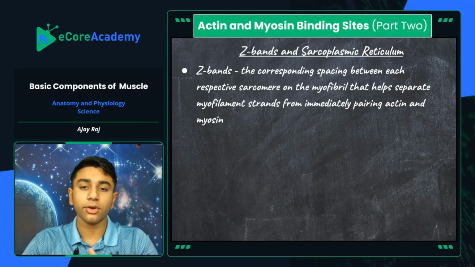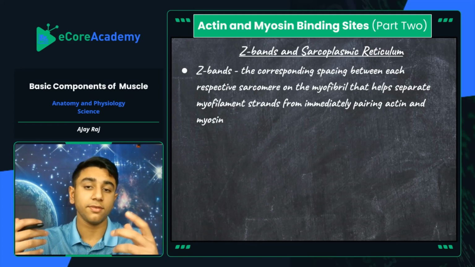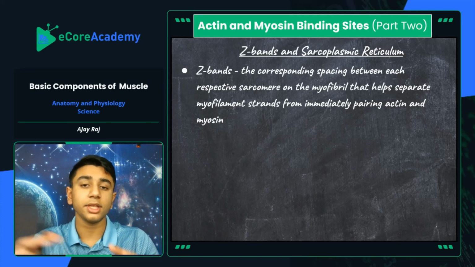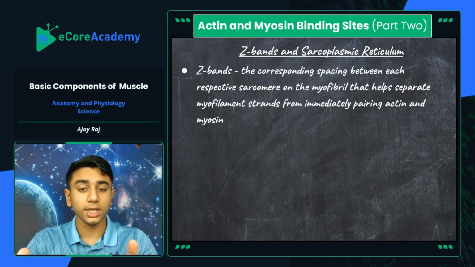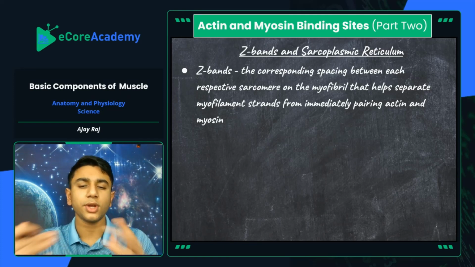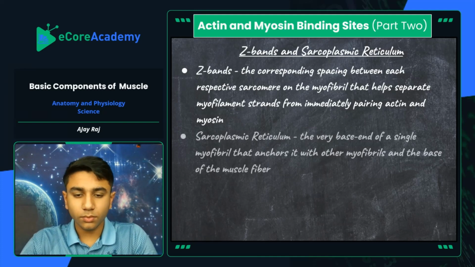And once they pair, they're going to cause the muscle to actually flex. I'll explain that completely later, but I just want you guys to get the notion of what each one of these objects and items looks like and what they're actually supposed to represent. And then, of course, you have the sarcoplasmic reticulum.